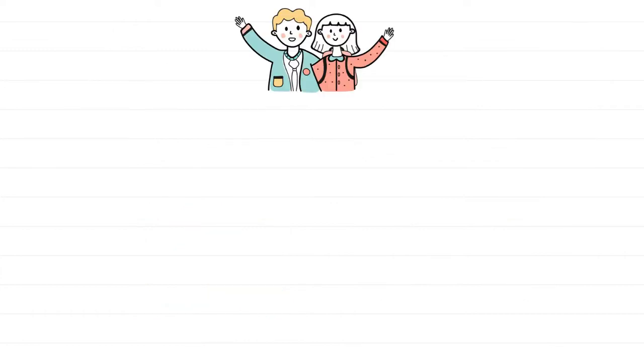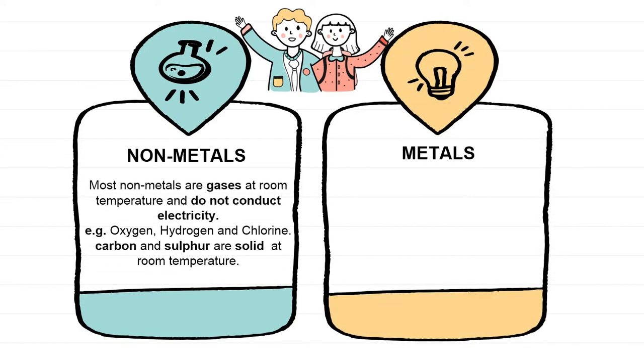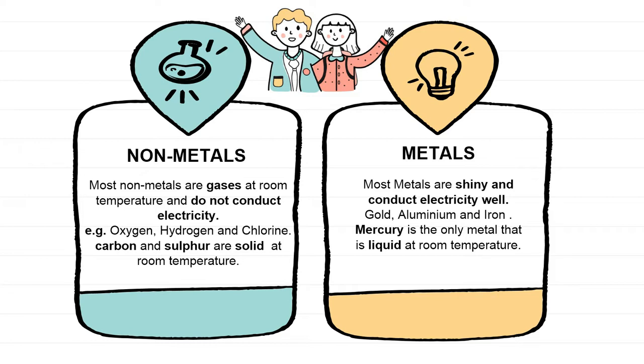Let's go further. Elements are of two types, that is non-metals and metals. Most non-metals are gases at room temperature and they do not conduct electricity, for example oxygen, hydrogen and chlorine. However, carbon and sulfur are solid at room temperature. Similarly, metals are shiny and conduct electricity. They are different from non-metals, for example gold, aluminium and iron. These are shiny and they are also used for electricity. There is one metal that is liquid at room temperature, that is mercury. So these are the types of elements.